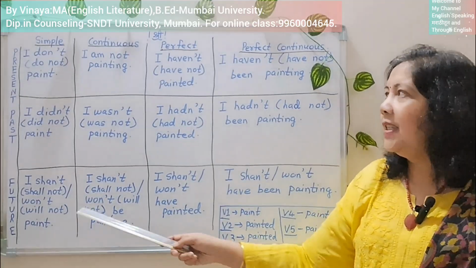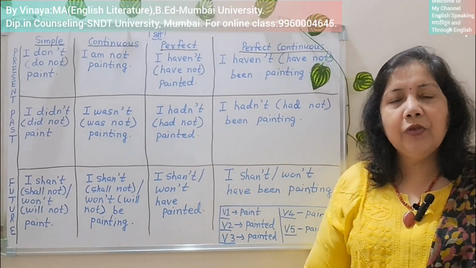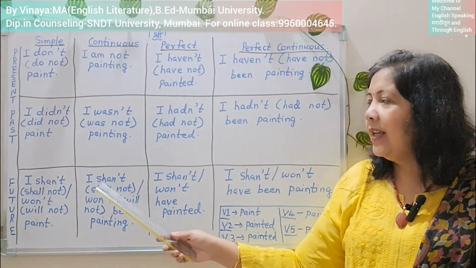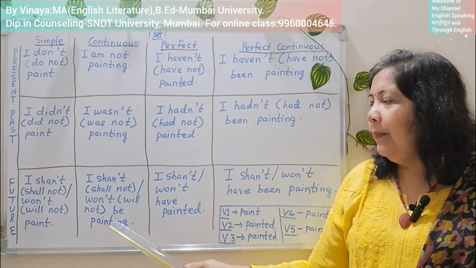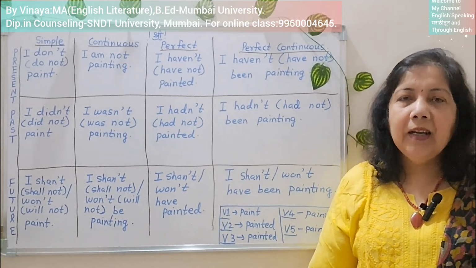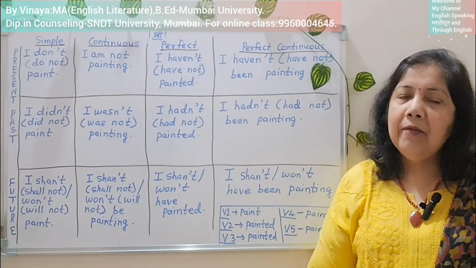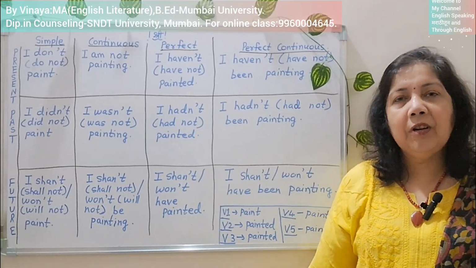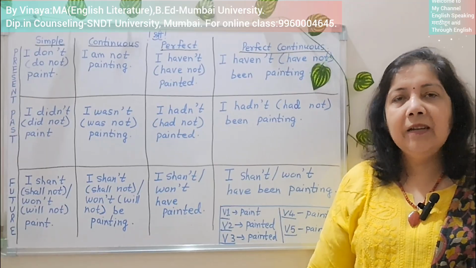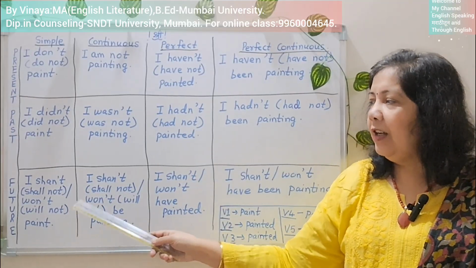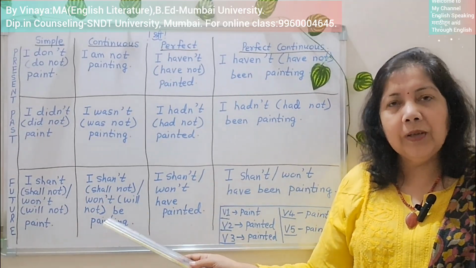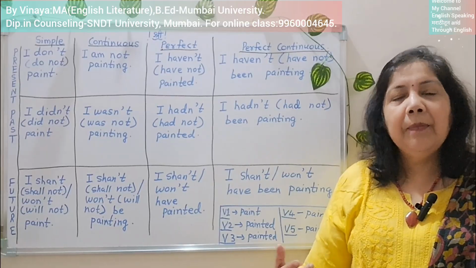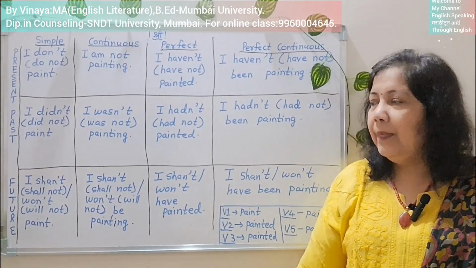Now the second tense, future continuous tense. Sentence: I shan't or I won't be painting. I shan't be painting, I shall not be painting, I won't be painting, I will not be painting. Either with contraction or without contraction, we can read the sentences. Okay, again the same rule as I told over here, shall and will both. That I am not going to repeat.